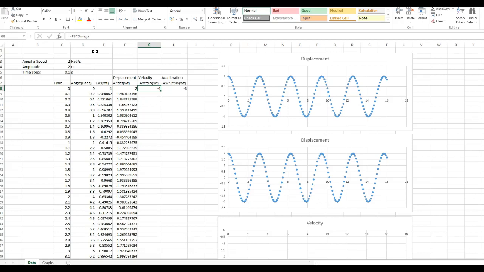So the equation, and I'm going to type it into the box. I'm just going to delete that one. Now you can see that we have now differentiated this. So it's now a negative, and it's the amplitude times the omega times sine of the angle in radians. Now remember, the angle in radians is actually omega t. It's based on the previous one. So all I need to do here is copy that down.